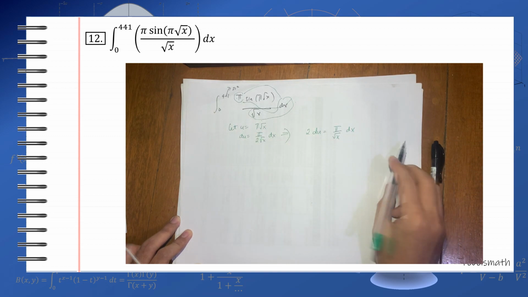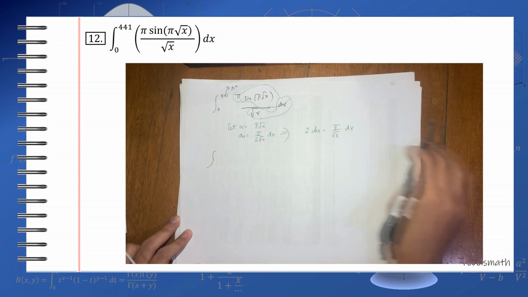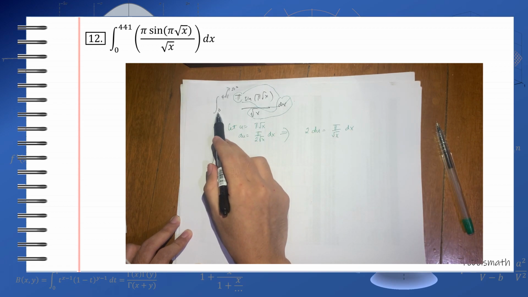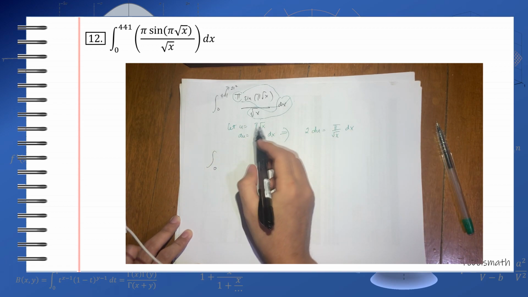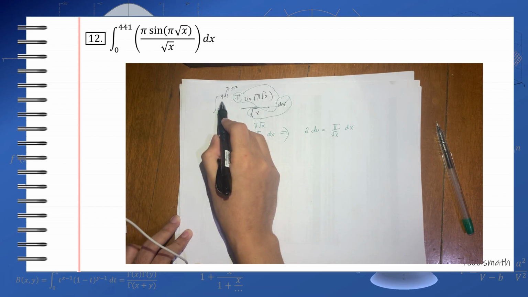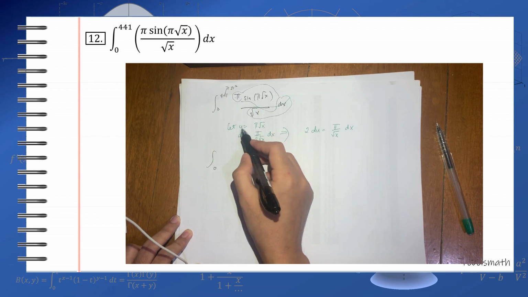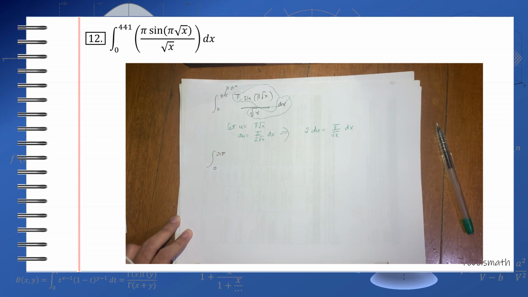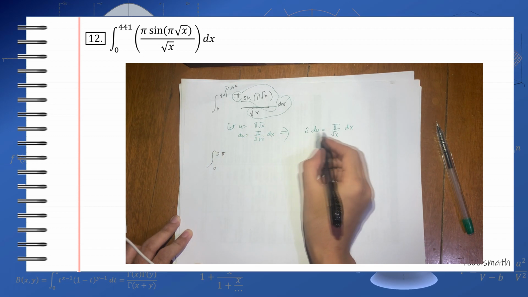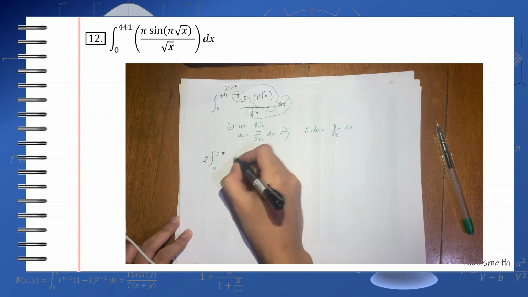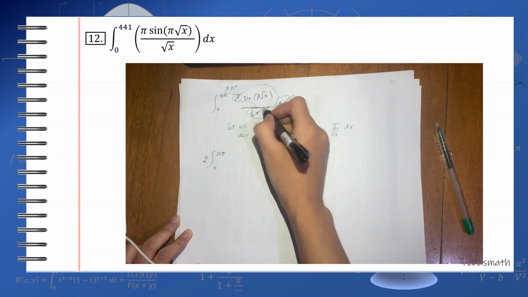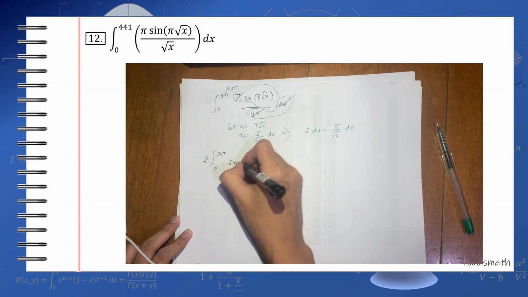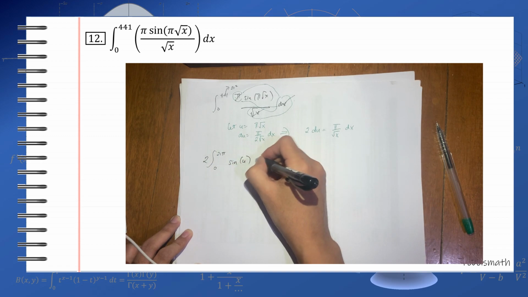So at x equals 0, u is equal to 0. And at x equals 441, which is 21 squared, u is equal to 21 pi. Okay, so this becomes 2 du. I'll take out the 2, and then this is gone. We're left with sine u du.